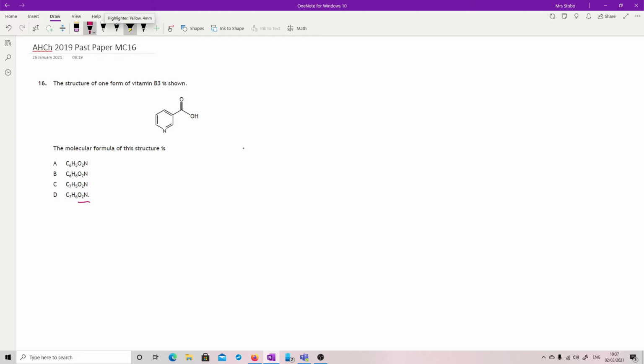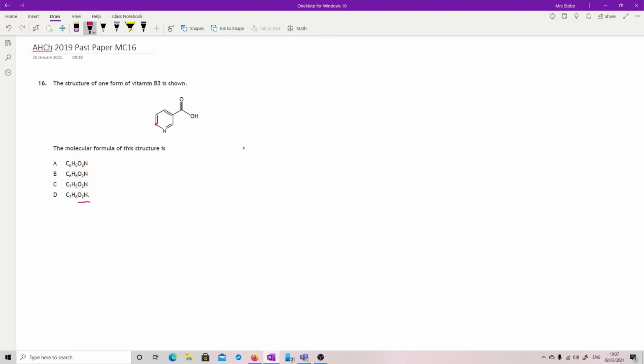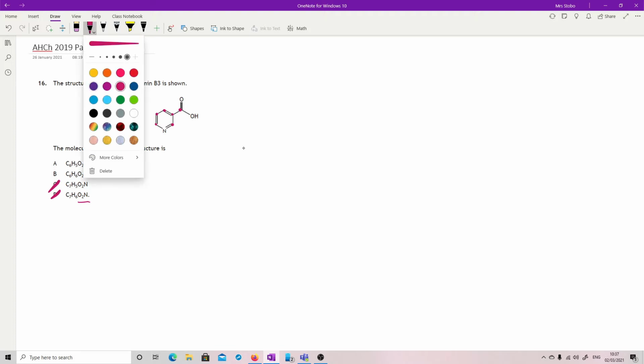So let's start with the carbons. I'm just going to increase the size of this so I can dot these. So we've got 1, 2, 3, 4, 5, 6 carbons. So these guys are out. Hydrogens are a little bit more tricky, but then again, you're just counting. So I'm just going to give myself another colour so I can use this.